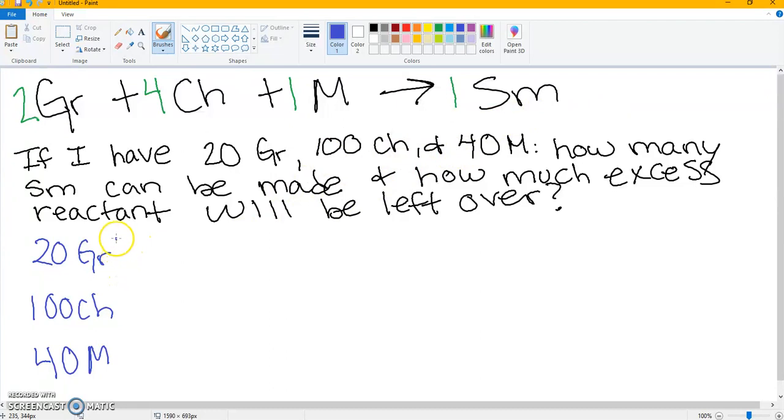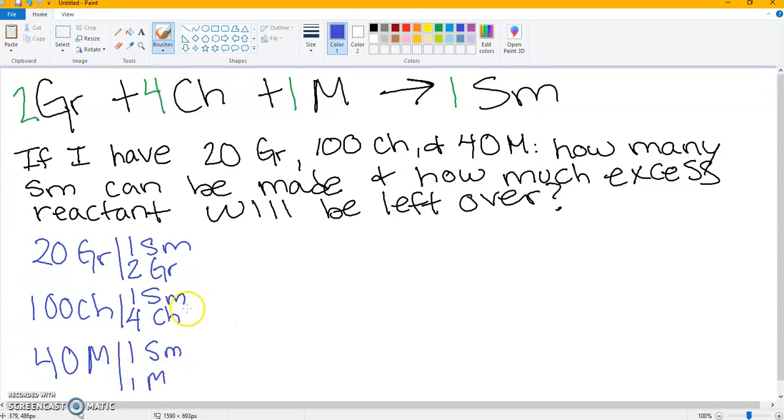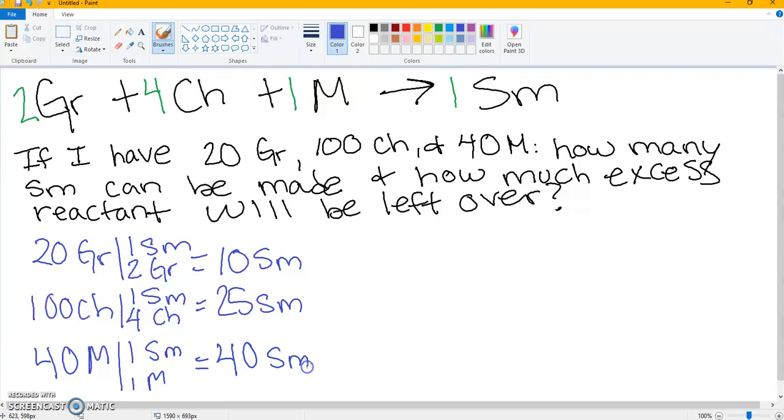Alright, so 20 graham crackers. For every 2 graham crackers, I can make 1 s'more. I need 4 pieces of chocolate for 1 s'more. And I need 1 marshmallow for 1 s'more. Alright, 20 divided by 2, I can make 10 s'mores with 20 graham crackers. I can make 25 s'mores with 100 pieces of chocolate. And I can make 40 s'mores with 40 marshmallows.